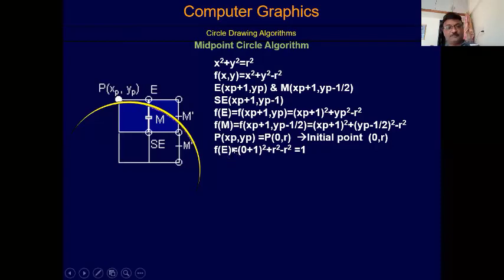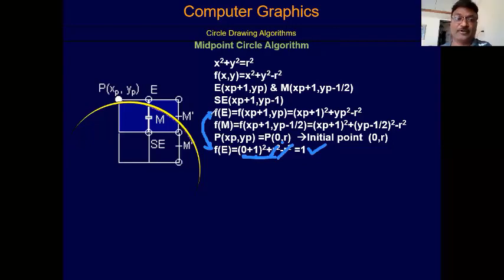Okay. So now proceed to satisfy the equation of the circle. Now f of E. Suppose this is my f of E point, and these points are supposedly on the circle. So I have put xp as 0, plus 1. That is (0 plus 1) whole square, plus yp, where yp is r, so r square, minus r square. Suppose I solve this equation. So 1 square plus r square minus r square: the r square terms cancel, and 1 square becomes 1. So what is the value of f of E? 1.